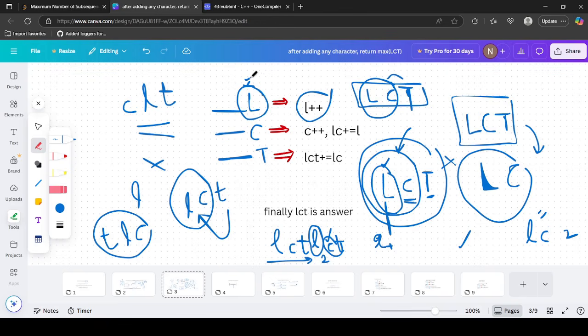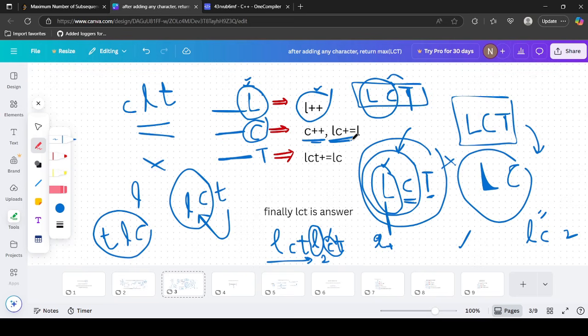So at every L, we simply want to increase the count of L so that it will be useful for every C. So for now we came at C. So at C, what are the things that we need to update? So at C we want C++ because obviously we reached C, and also LC plus is equal to L because we reached a new C.